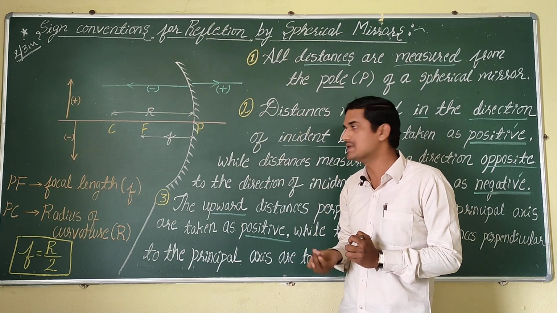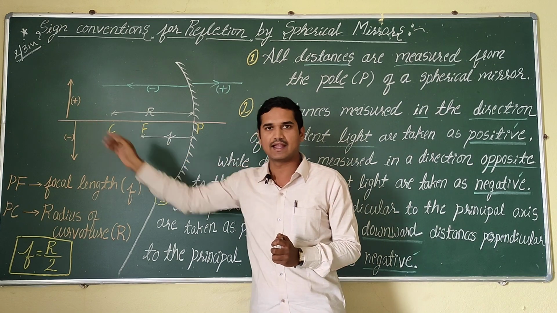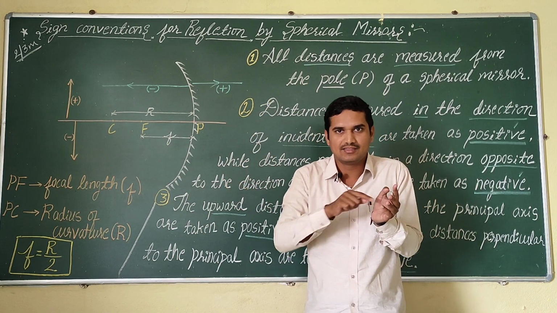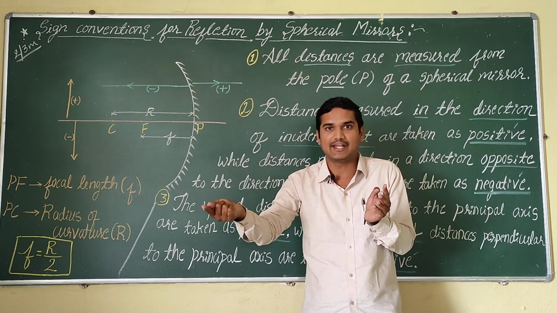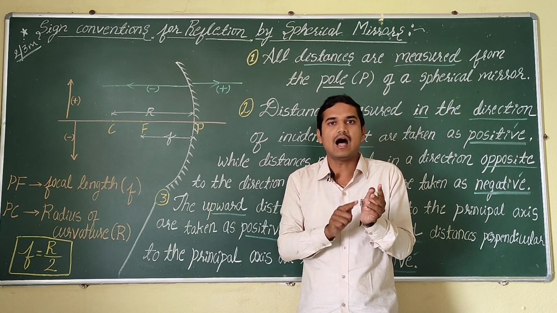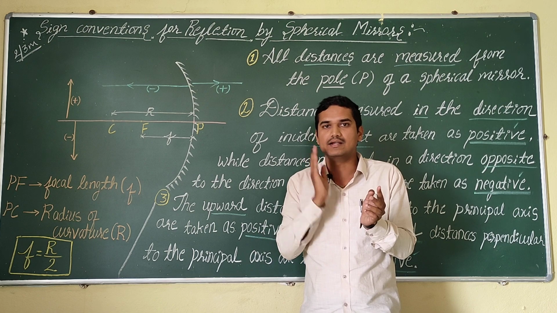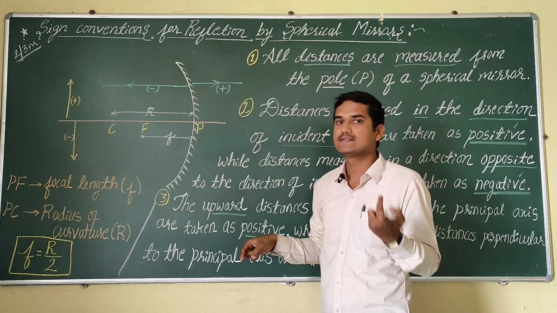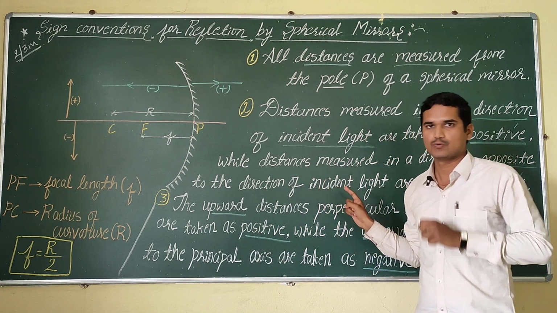And if the distance is measured in the opposite direction of the light, from the pole to that object, this distance should become negative, because in the opposite direction of the light, the distance should be considered as negative. So this is the second sign convention that we should use.